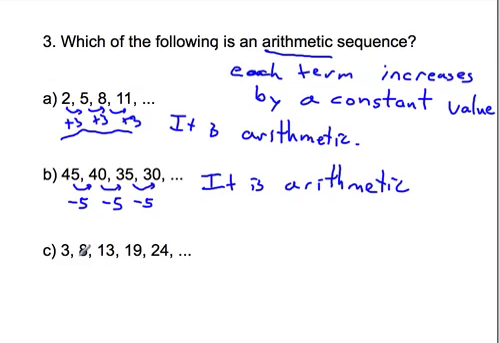And the last one, let's take a close look at this one. It's not obvious by looking at it. Here, from 3 to 8, you add 5. 8 to 13, you add 5. And 13 to 19, that's actually add 6. 19 to 24 is adding 5. Now, they're not all the same. There's one difference, and that's all it takes to make it not arithmetic. So this is not arithmetic.